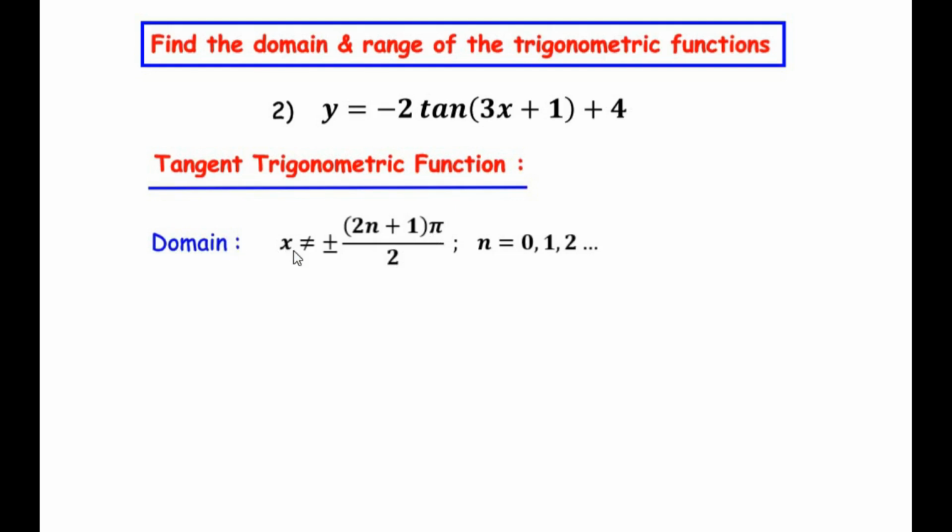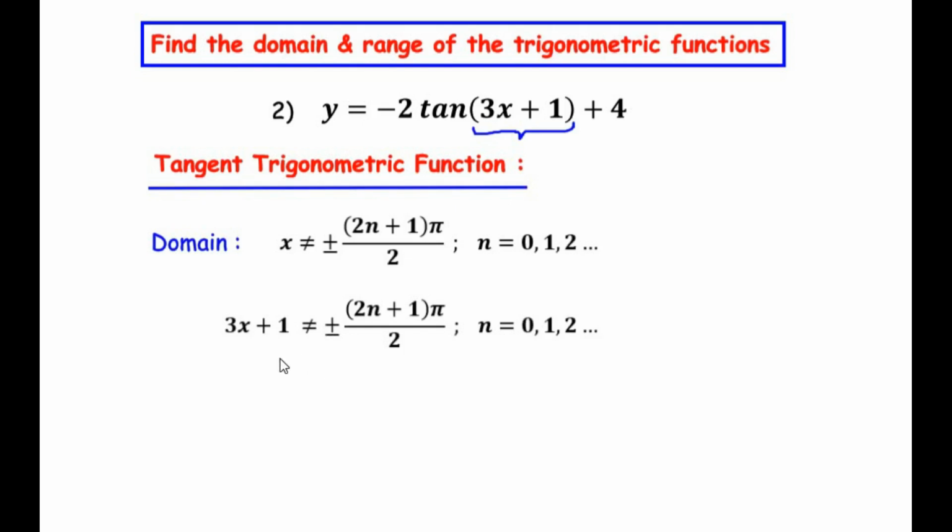Now here, since the domain is asked, we are going to concentrate on the given x value for the tan, that is 3x + 1. So we are going to equate 3x + 1 to (2n + 1) pi over 2. So let me write here. So we have equated 3x + 1 in place of x should not be equal to plus or minus (2n + 1) pi over 2. Now simply we have to start solving for x.